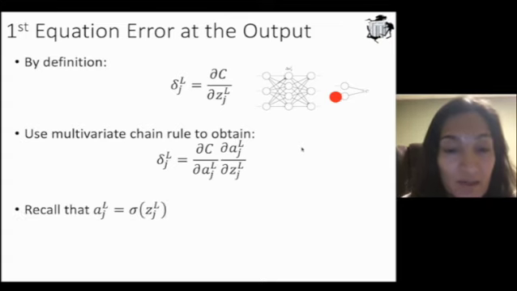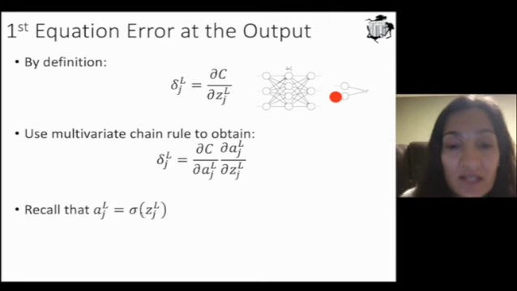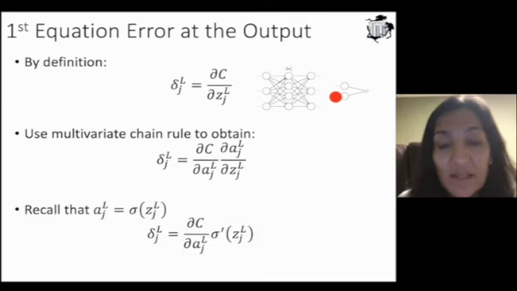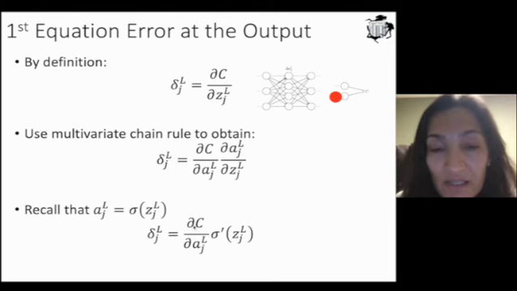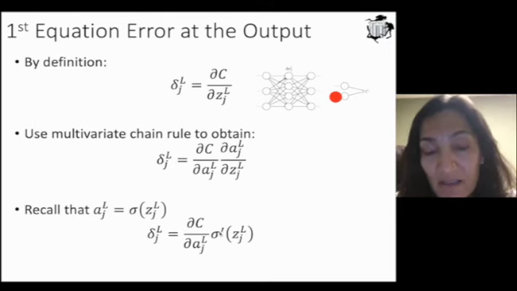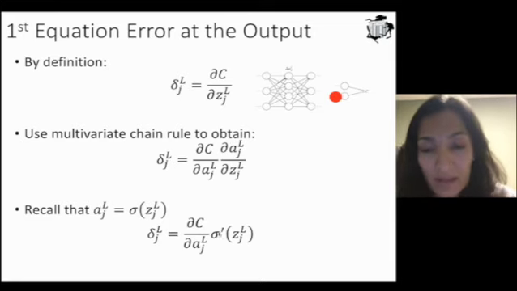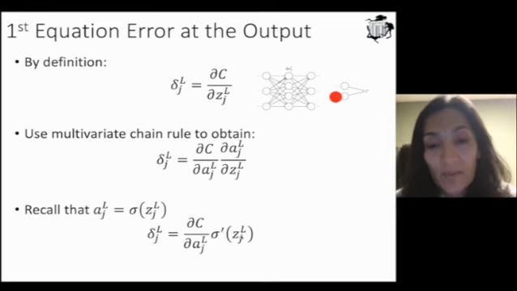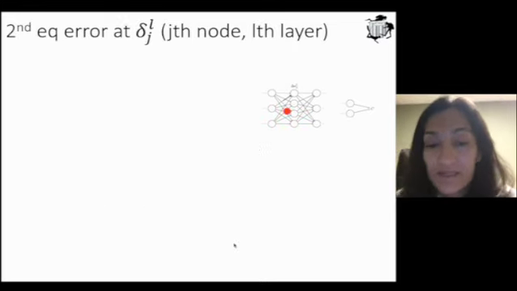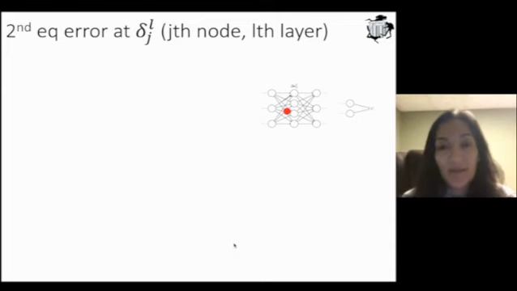And so if you recall that the activation is just this sigmoid or whatever nonlinear activation applied on top of the weighted sum, then you get that the error at the node is the derivative of the cost function with respect to the activation, and then the derivative of the sigmoid or the activation with respect to the weighted sum. That is the so-called first equation of backpropagation.